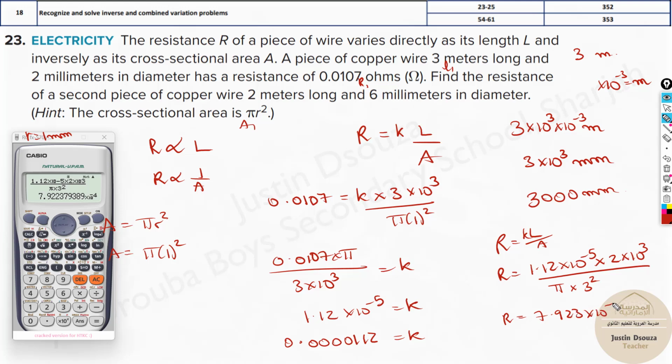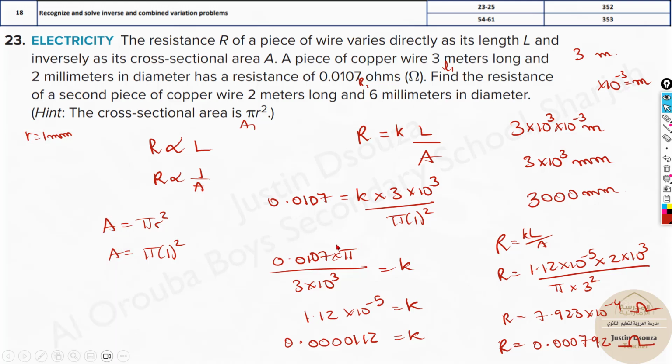The answer is R equal to 7.923 × 10 to the power minus 4. Now here you can write it in terms of decimal, that will be 0.0007923. Yes, this matches. So that's the answer. Now don't forget the symbol, the unit, that is ohms. So you write it like that. That would be the answer for this problem.